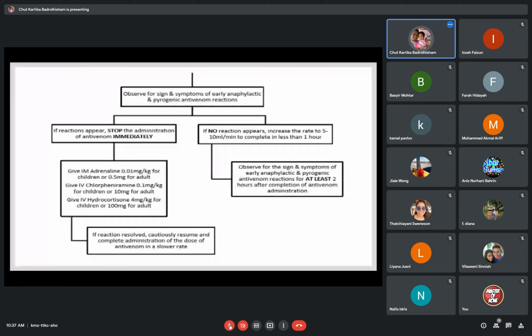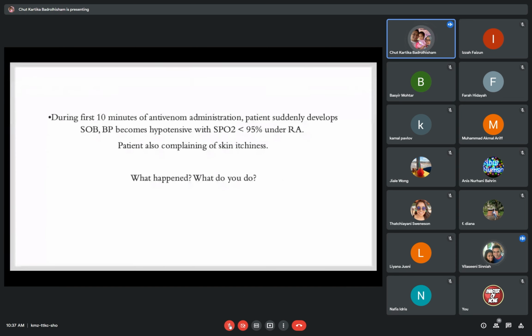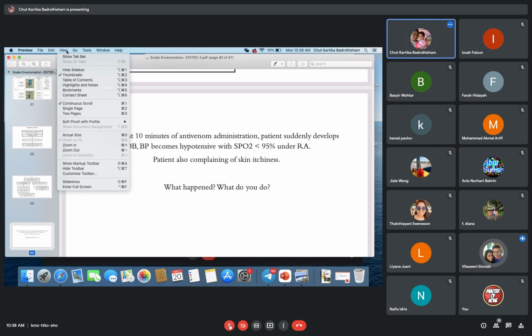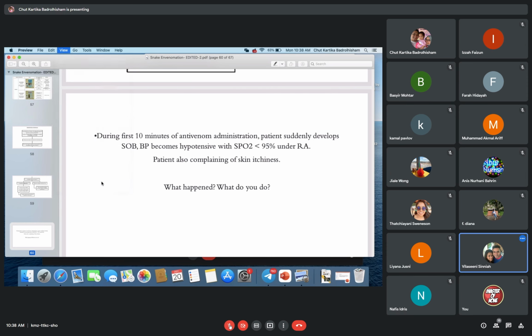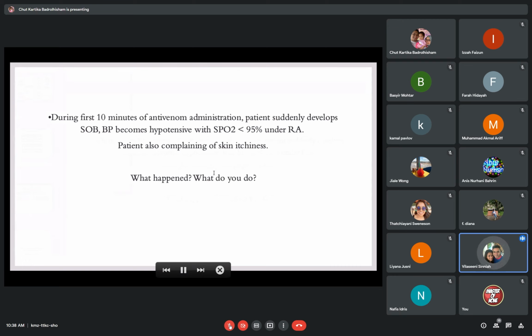Okay. During the first 10 minutes of antivenom administration, the patient suddenly develops SOB and then BP becomes hypotensive, SpO2 less than 90% under room air. The patient also continues to have skin itchiness. What actually happened? What do you do? Can someone answer this question? Any taker? Kamal, are you there? Kamal? Wong, do you want to try?